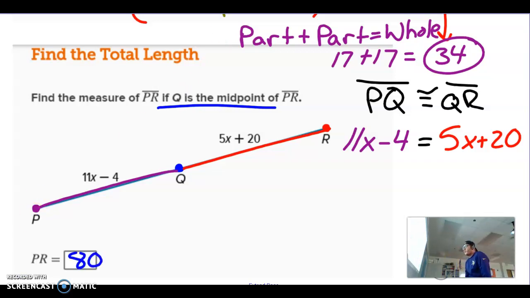Hopefully it paused, otherwise you're going to see me glitching around here. Through your work, if you found the correct x, you would have found that each segment, PQ and QR, each part would have equaled 40, meaning that PR, the entire segment, would add up with part plus part equaling that whole of 80. So, any questions, let us know.